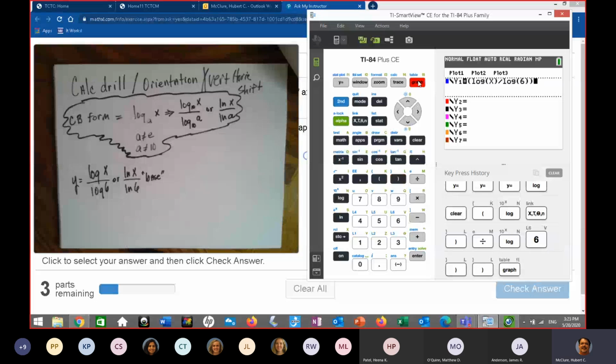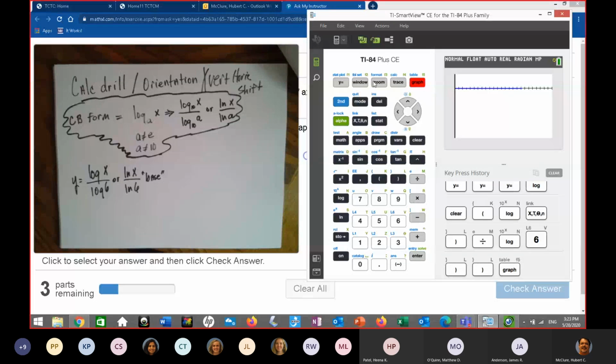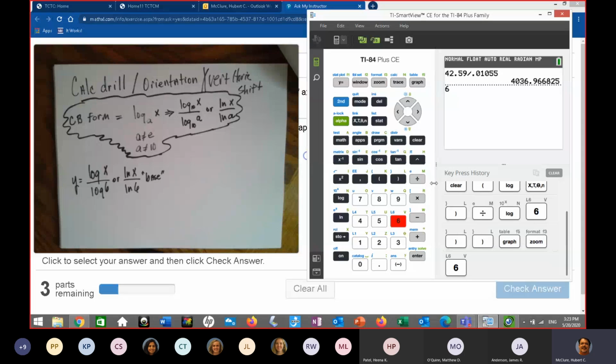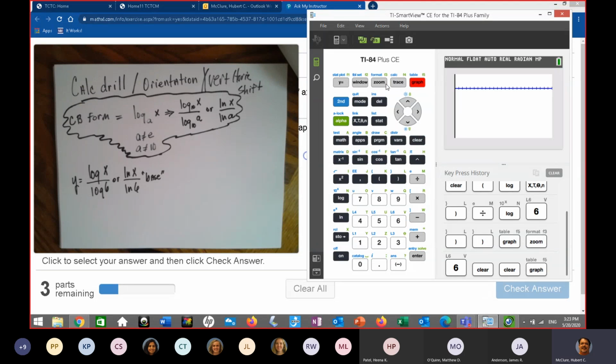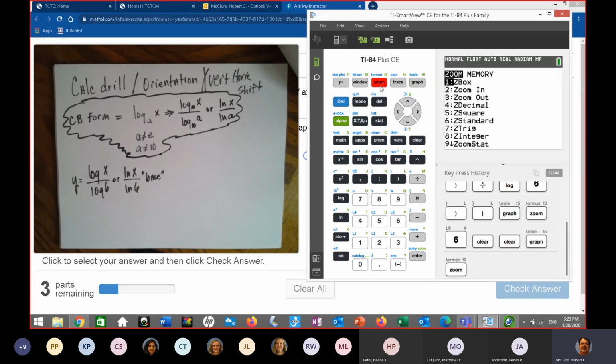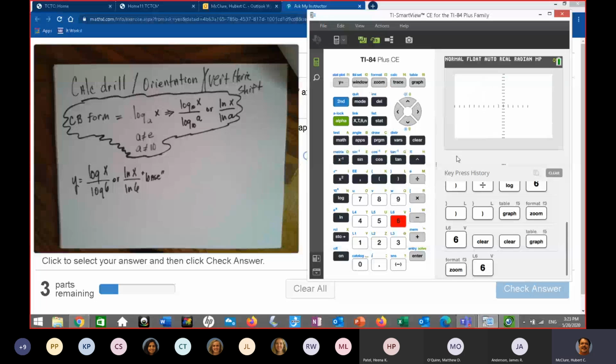And I'm going to hit zoom 6, zoom 6. Graph. Zoom 6. Thank you. There it is. All right, I want everybody to make sure you got that in your book. That's your base, that's your basic model. Okay?